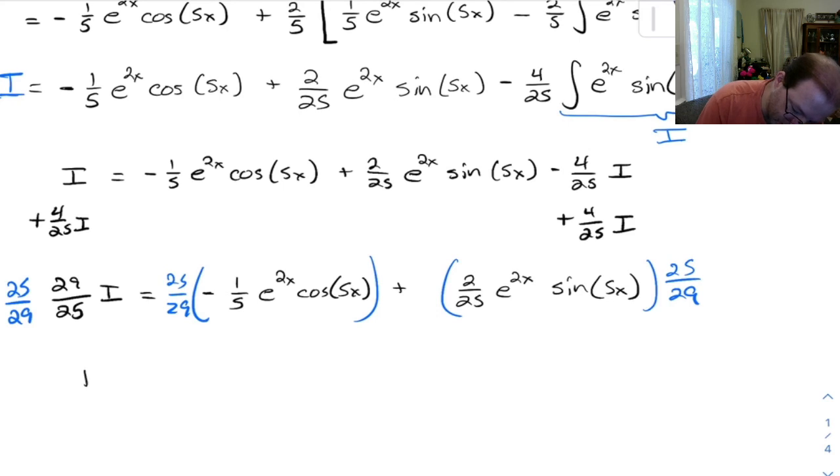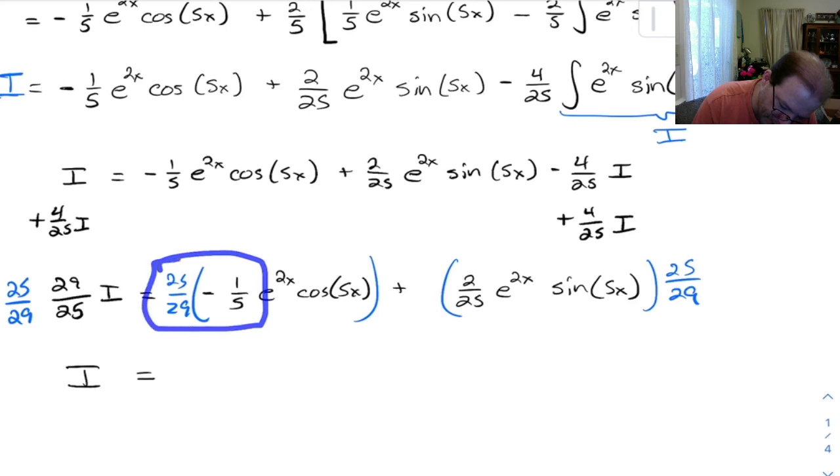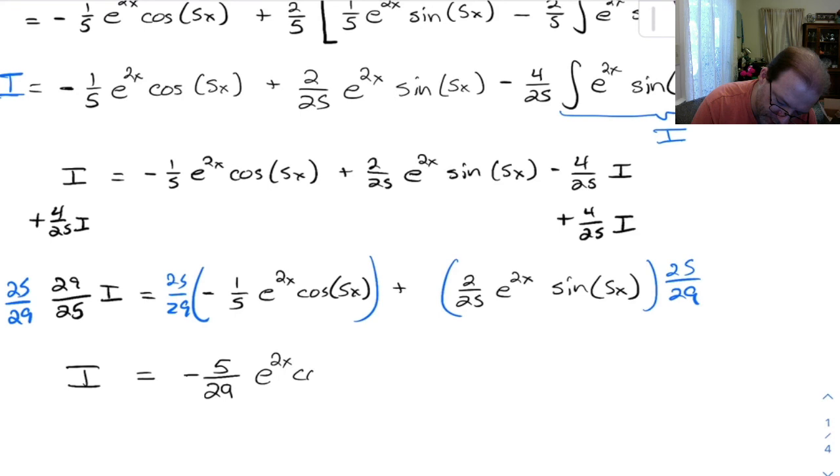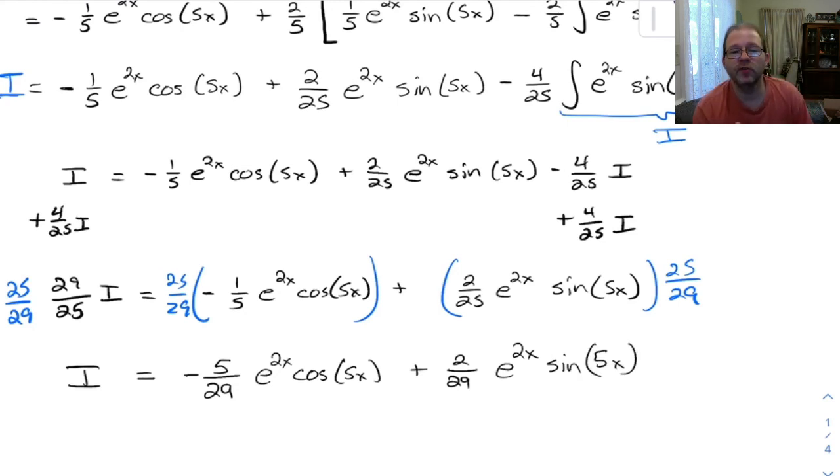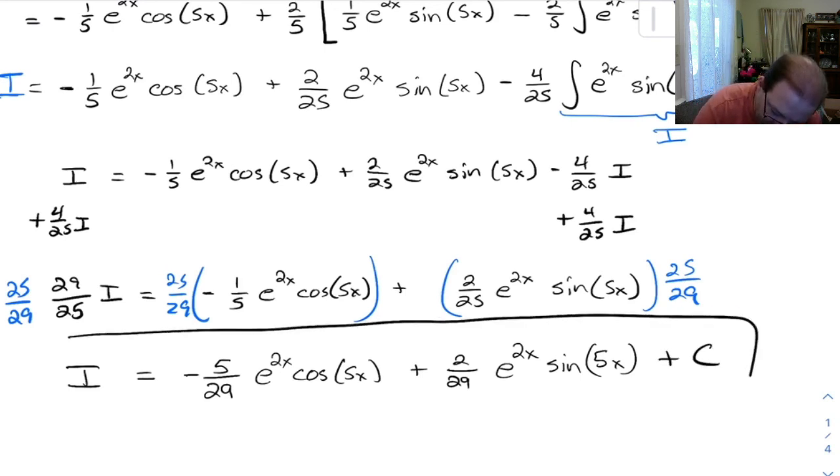So we get that our integral that we were looking for is, I'm going to combine these fractions together, negative 5/29 e to the 2x cosine 5x. And over here, the 25's cancel, and we're left with 2/29 e to the 2x sine 5x. And then don't forget, this is an integral, so we have to put a constant of integration on the end. And so that is our answer.